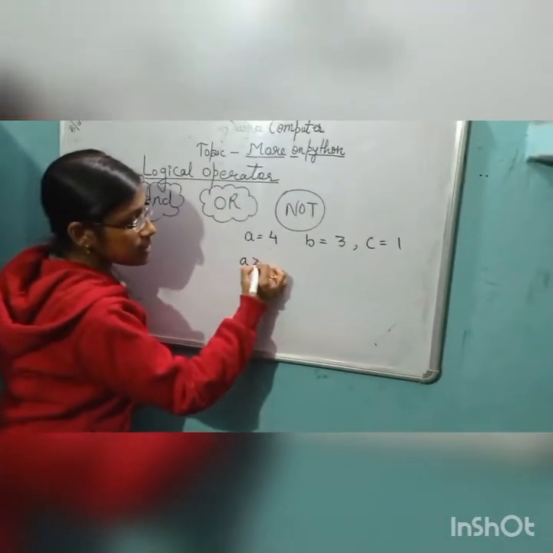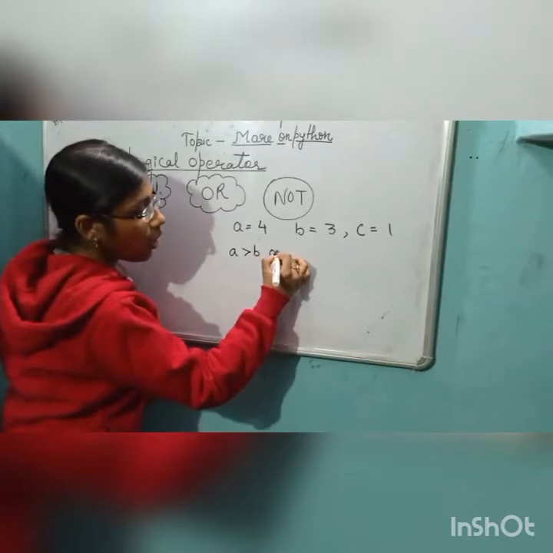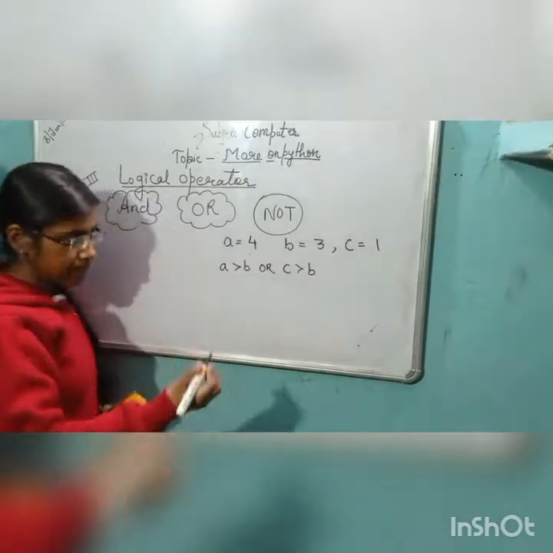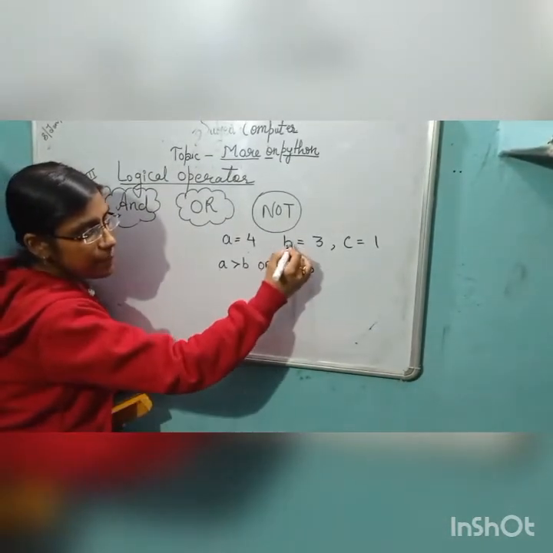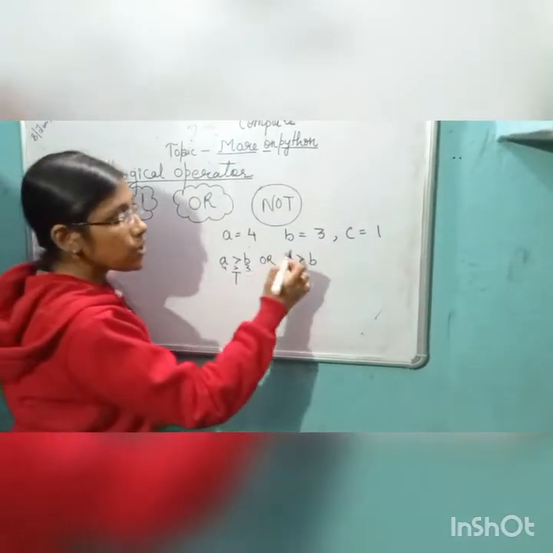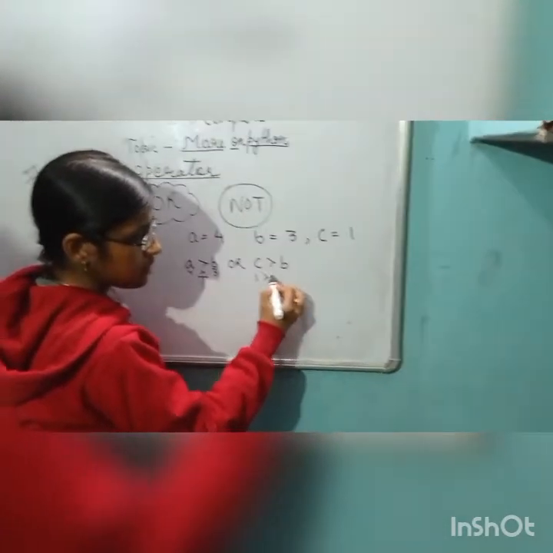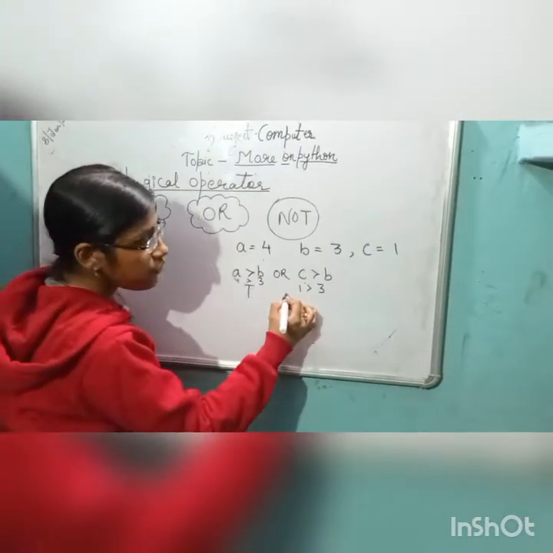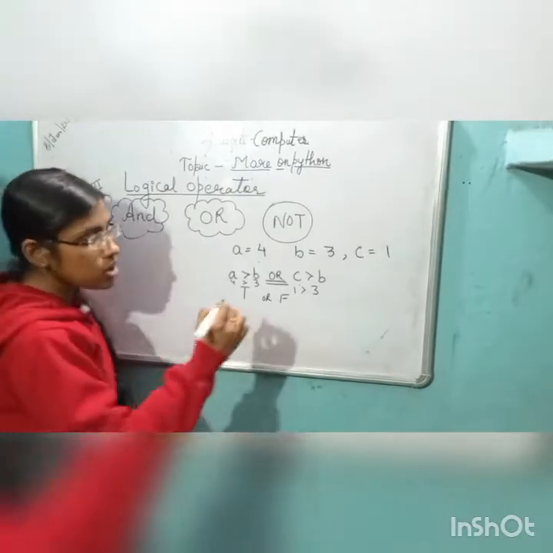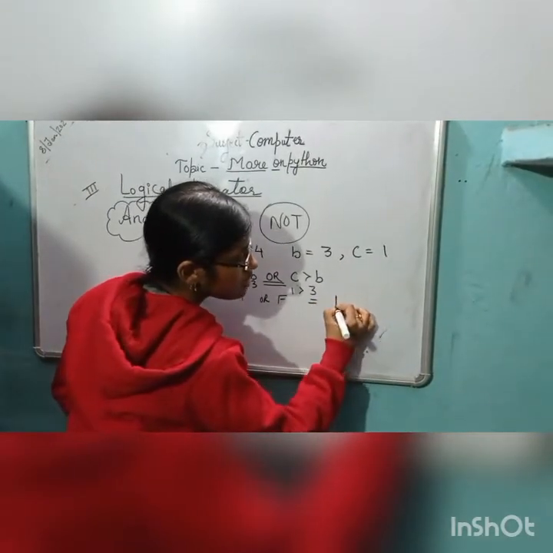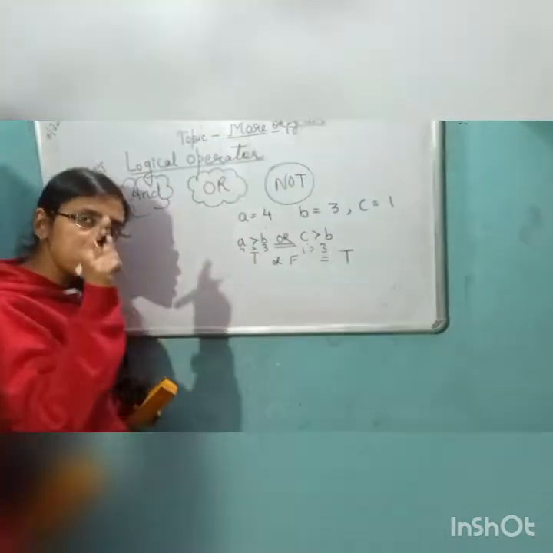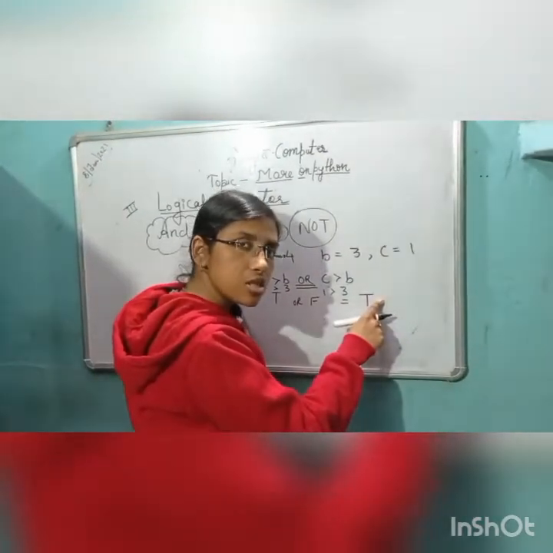A is greater than B or C is greater than B. Let's see. So A is greater than B. Yes, it is true. 4 is greater than 3. Now, C is greater than B? No, so it's false. And since we are using an OR operator, it will return true. If any one of the statements is true, the output is true.